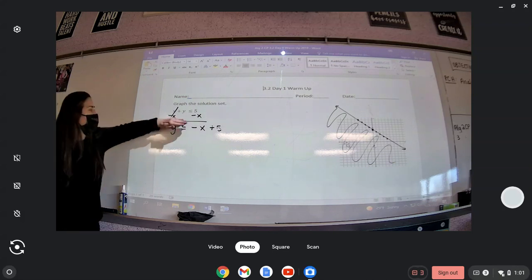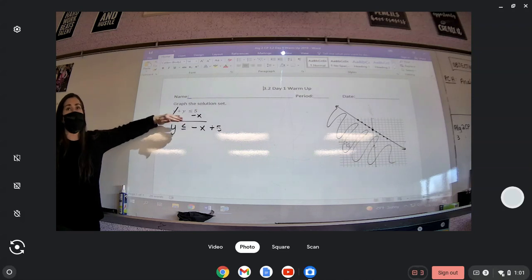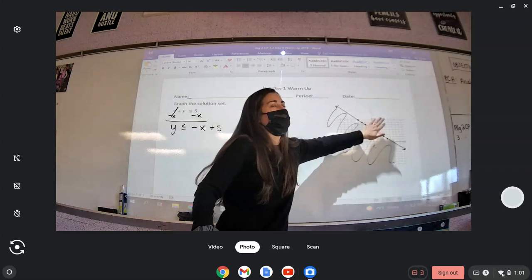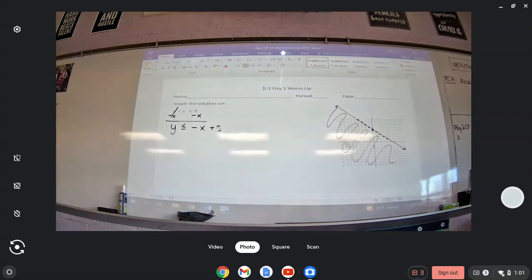So they're going to add a second inequality, and they're going to make it a system. You're going to graph a second inequality right on top of this one, and wherever their shading overlaps is the solution to the actual system. And that's what we're going to do today.